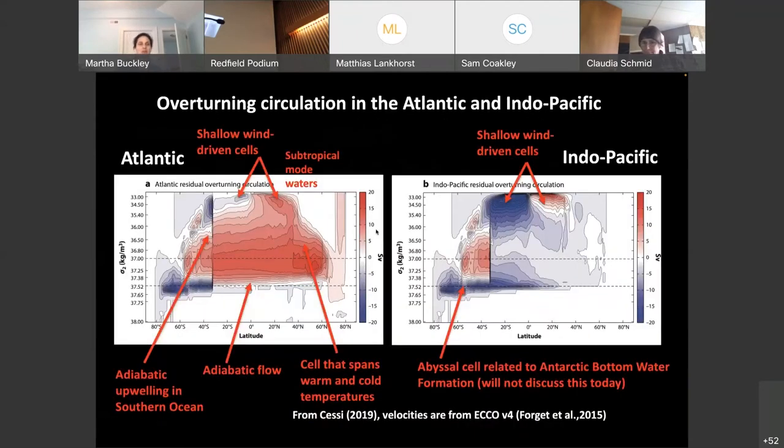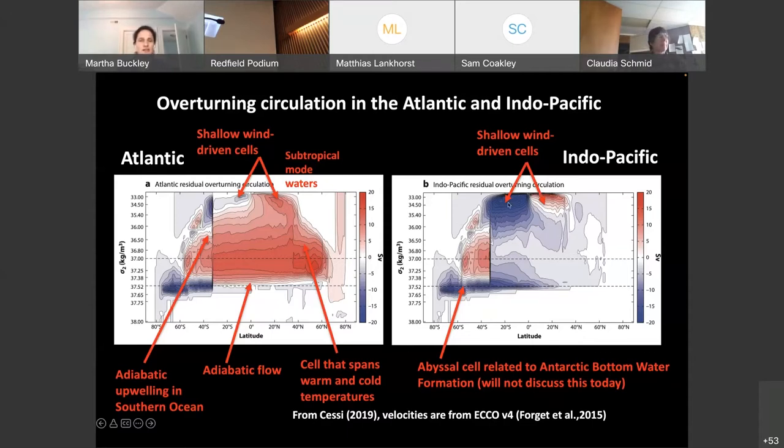Okay, perfect. Now I'm going to show the overturning circulation in the Atlantic and the Indo-Pacific. We'll start with the Indo-Pacific, shown on the right. This is the overturning in density coordinates, so any circulation that moves northward at one density and southward at another density will project onto this overturning. You can see in the Indo-Pacific, the circulation is dominated by two thermocline cells, which are basically symmetric about the equator. These thermocline cells transport surface waters northward and deeper waters back southward.